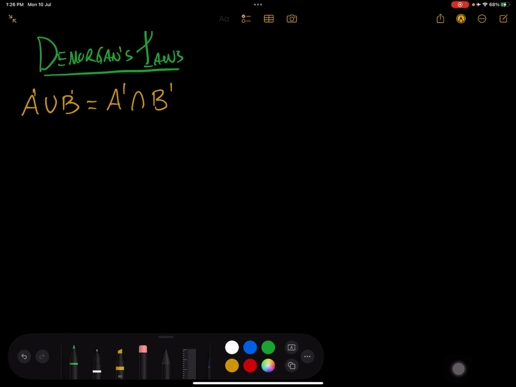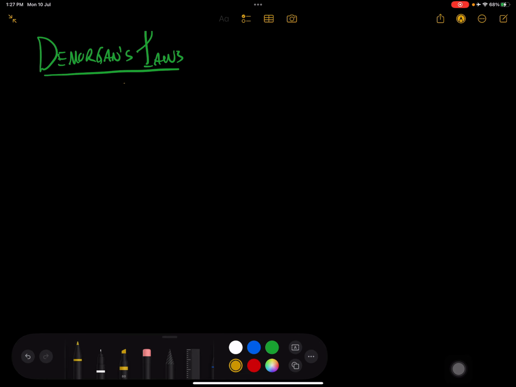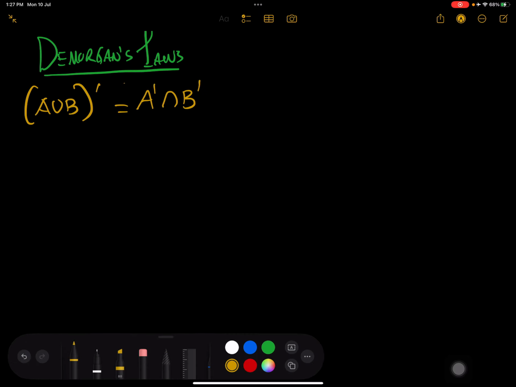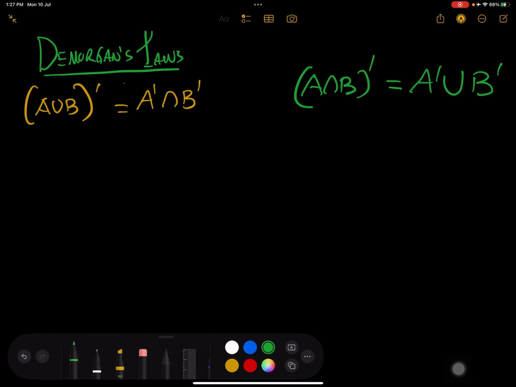So let me take it again. For De Morgan's laws, we are saying that if you have A union B all complement, we get A complement intersection B complement. Now over on this side, if you have A intersection B all complement, it is equal to A complement union B complement. I hope this is clear now. So now let's see if we can quickly use Venn diagrams to prove this a little bit. Then we end the set topic and move on to surds.